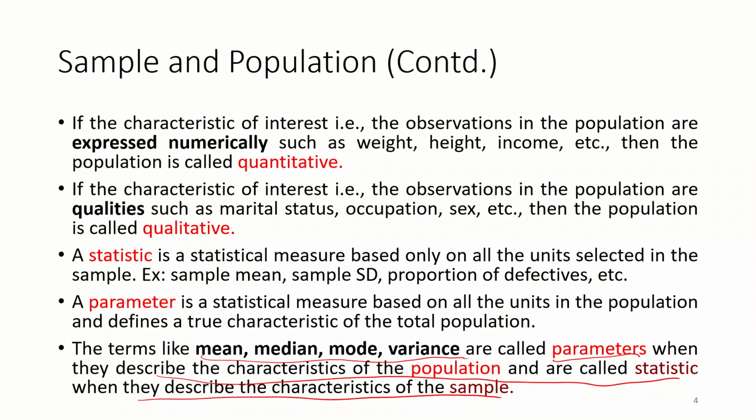So when they are of the whole population, we tend to call them parameters, because they essentially tell the story of the whole population. And we call them statistic when they are derived from the sample, which is a subset of the population.